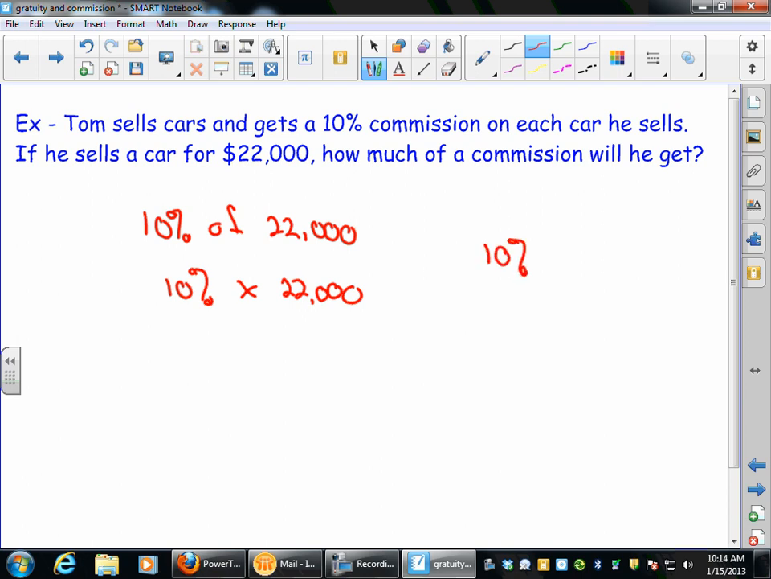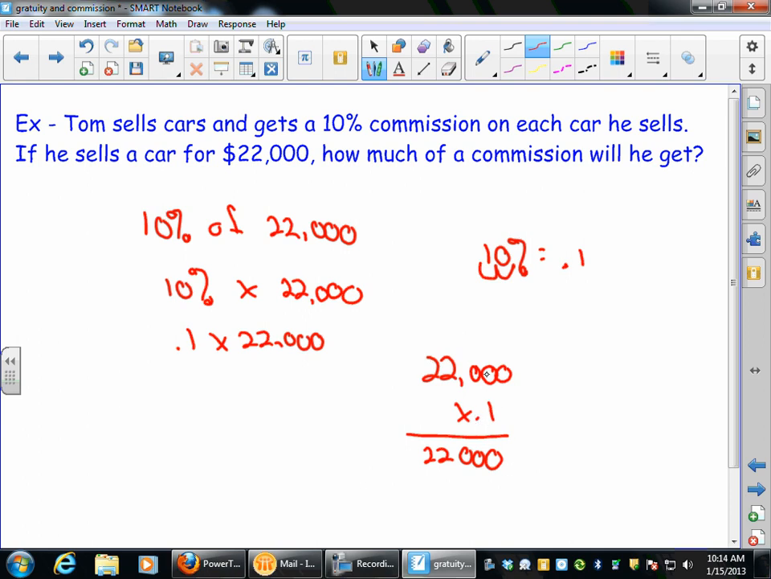Let's change the 10%. Decimal moves two places. 0.1. So I'm doing 0.1 times 22,000. Okay, well that's pretty easy to do. 22,000 times 0.1 is 22,000, and then I need no decimal places there, one down here. So just one decimal place. Now again, remember, we're talking about money. So that's $2,200. That's how much he would make from selling that one car.